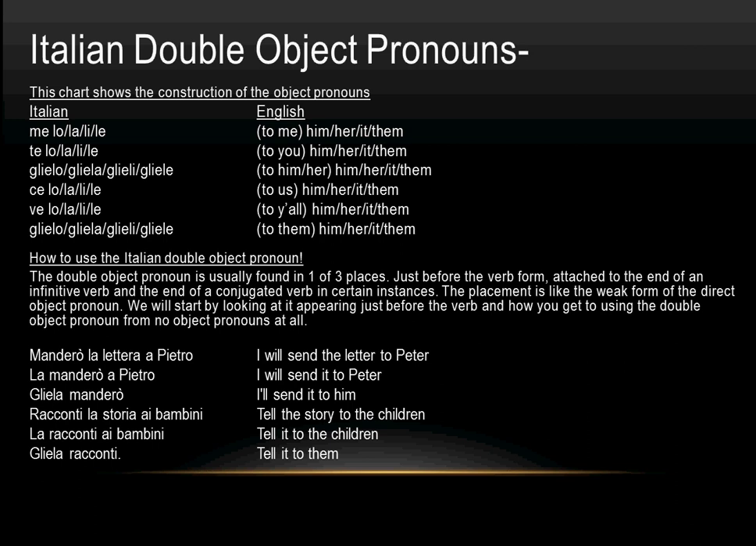Now you'll notice that we have gliela manderò. I'll send it to him. So gliela is him, it. But gliela in the other sentence, gliela racconti, is them, it. I just point this out that when you're going to start using the double object pronouns, you want to make sure it's very clear what your antecedent is, or you will create some confusion in the sentence, just as is true in English.